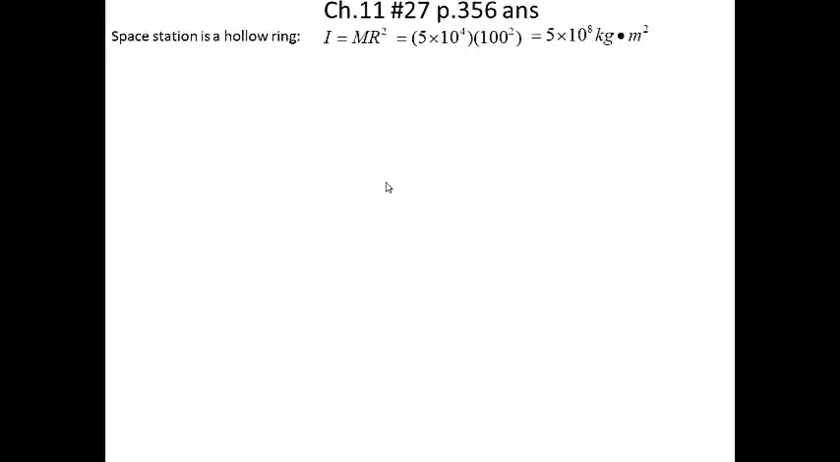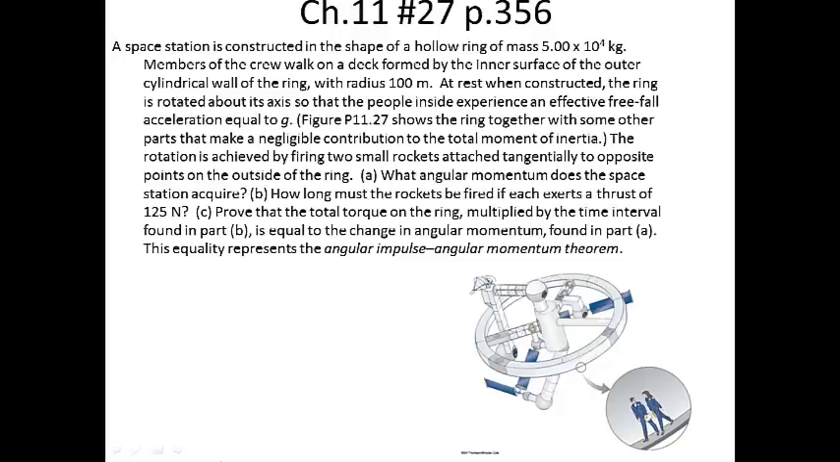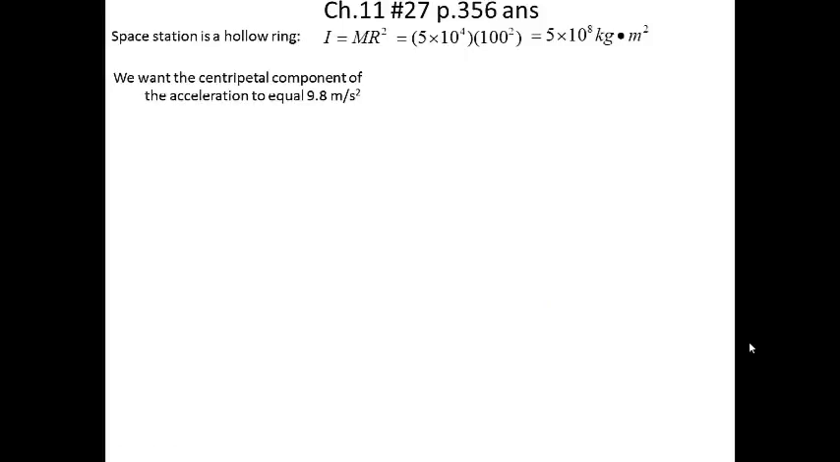Now we also have to figure out what the angular speed of the system is, and that's actually pretty easy. We know we want the centripetal component of the acceleration equal to 9.8 meters per second squared. This thing is spinning, so the people inside should feel an acceleration of 9.8 meters per second squared. It's going at a constant speed when they're spinning around, so we want the centripetal acceleration to equal 9.8.